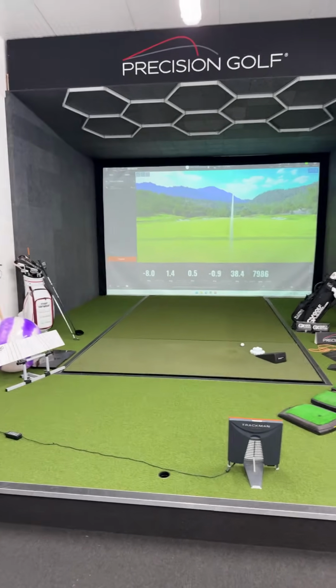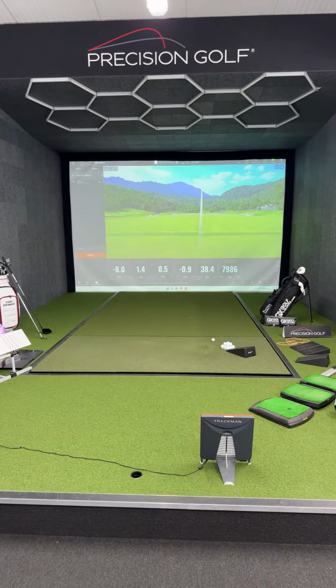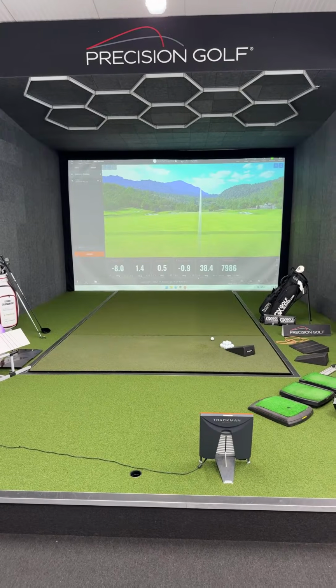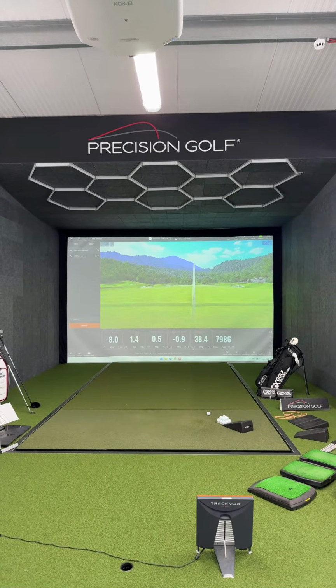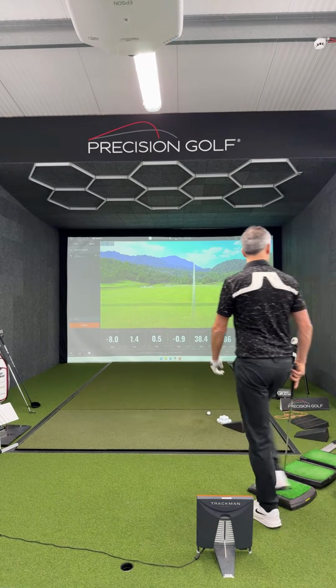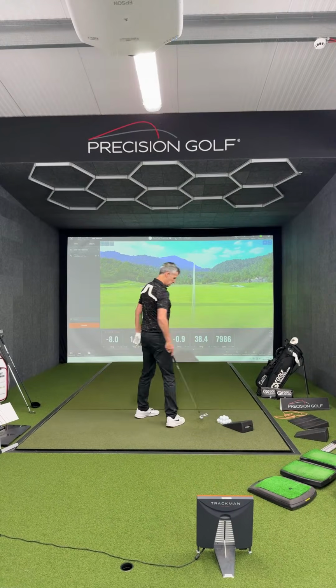I just don't think that you need to be spending a fortune on training aids. A lot of these training aids really push you into trying to fix positions rather than create motion, for me. But anyway, that's just me.